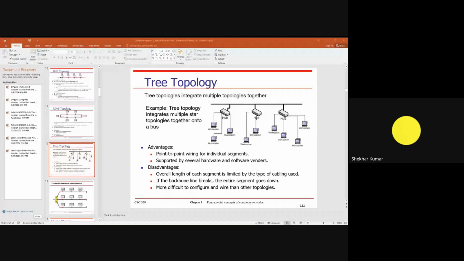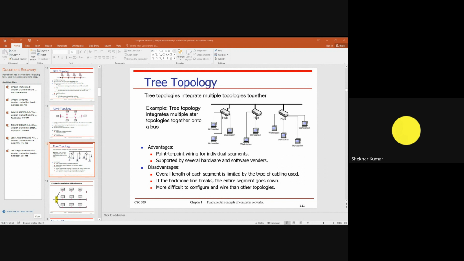Next topology is your tree topology. What is your tree topology? As the name suggests, how will you define a tree topology? In the tree topology, it has a root node at the top, and all the nodes are connected to it, forming a hierarchy.